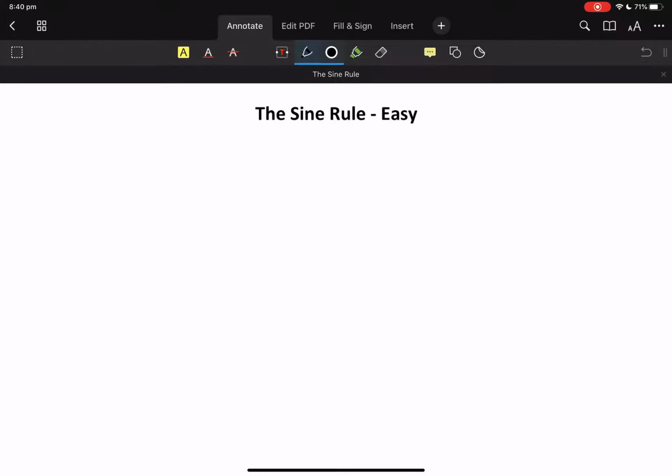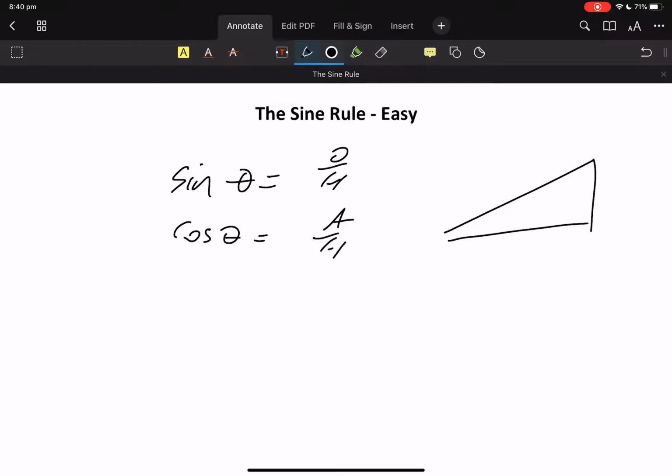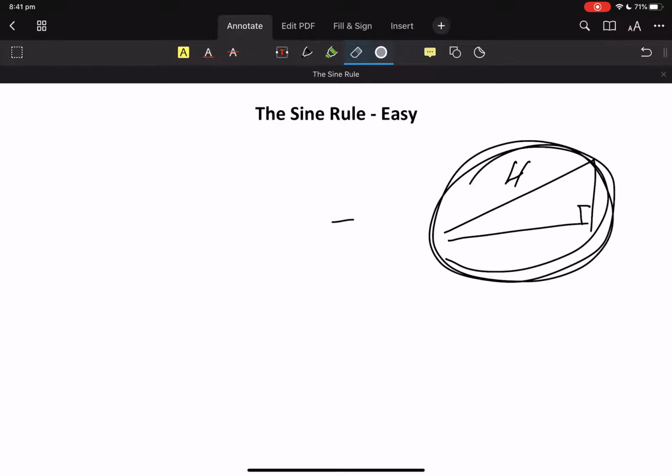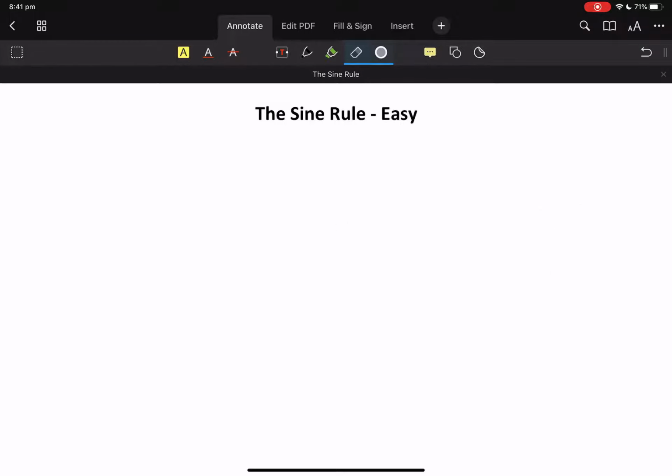Okay, the sine rule. When we think of trigonometry, we're thinking sine theta is O on H, cos theta is A on H, etc. They are in right-angled triangles because the H is the hypotenuse. But when you think about it, there are heaps of triangles that are not right-angled triangles, which means these things don't work. Don't stress, we've got rules coming for that this video.